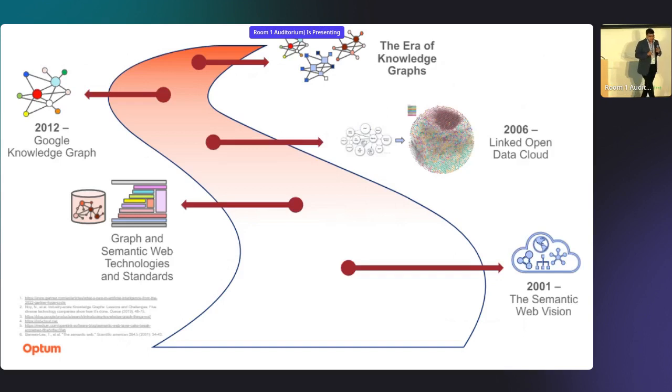Well, there's a lot of excitement about knowledge graphs, but there's also a lot of deep history behind knowledge graphs, which a lot of folks are often not aware of. You can pin down that there were a lot of linked data sources out there. The linked open data cloud is still a viable entity. There were a lot of different developments in graph and semantic web technologies in the 2010s. In 2001, the semantic web vision was proposed by Tim Berners-Lee.